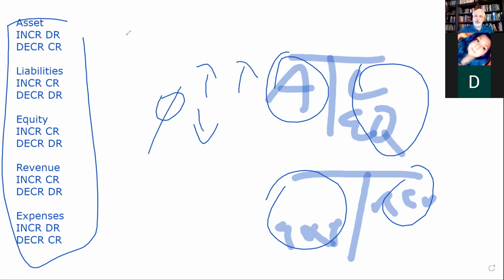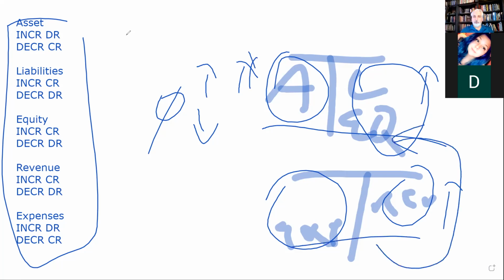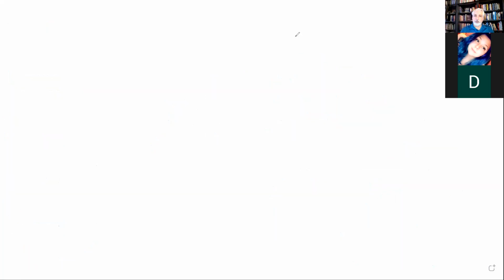Sometimes an asset goes up and the liability goes up and the net effect increases both. Sometimes revenue goes up and the asset goes up, but our net income goes up and retained earnings goes up. That's the big picture. That's the feel. That's what we're doing.